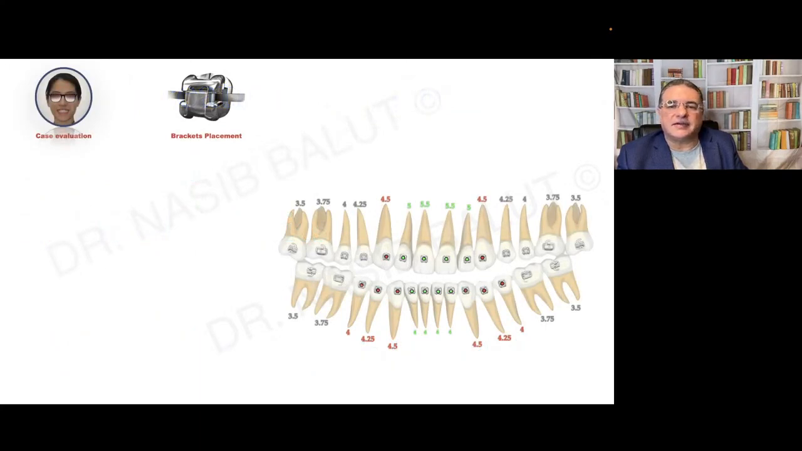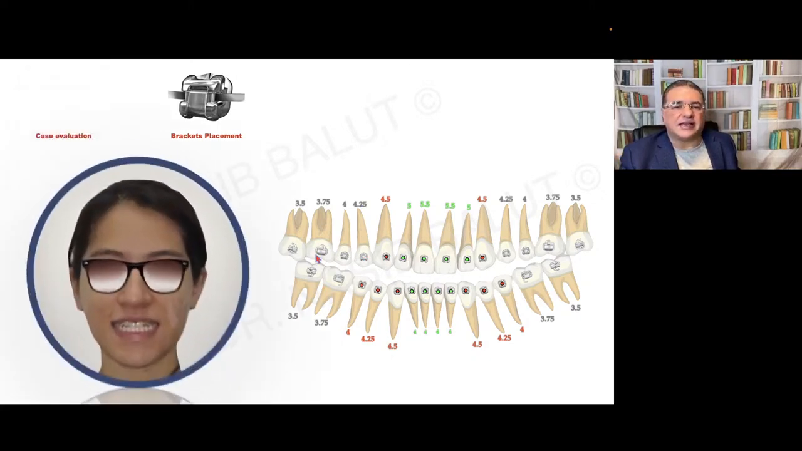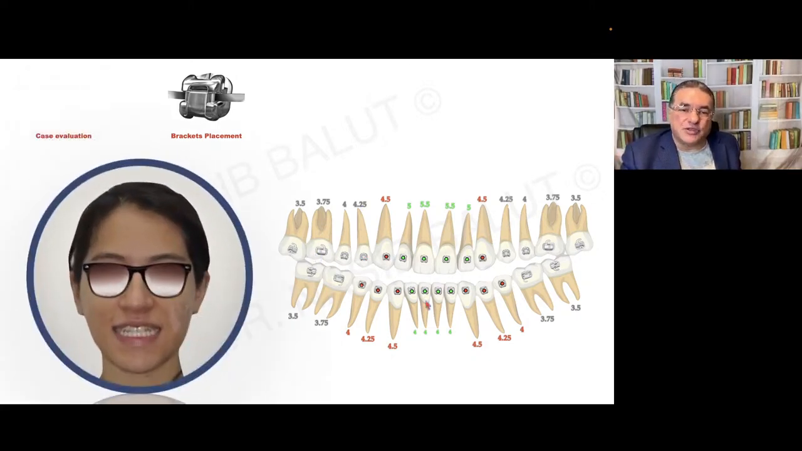So let's see the heights of the brackets that I decided to use to extrude them. Look, I place the brackets on the centrals at 5.5, laterals 5, cuspids 4.5, and then I will place the posterior segments 1.5 more occlusally. So read the articles, you will see. My bracket position is related a lot to the macroaesthetics.